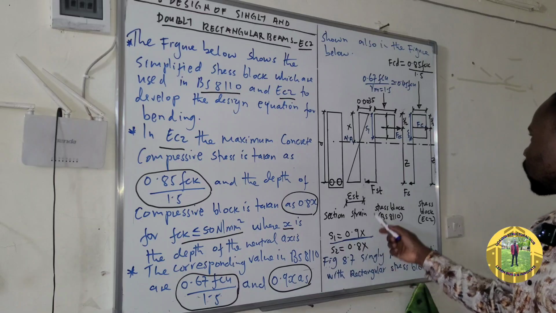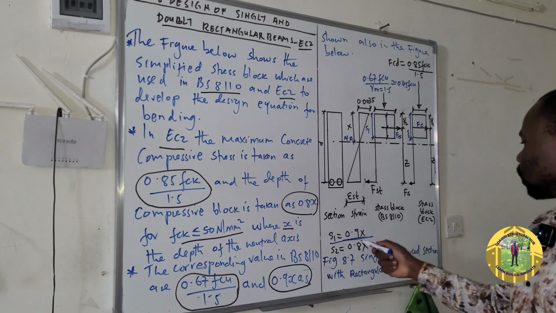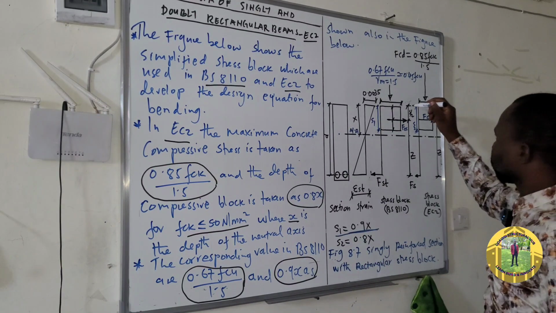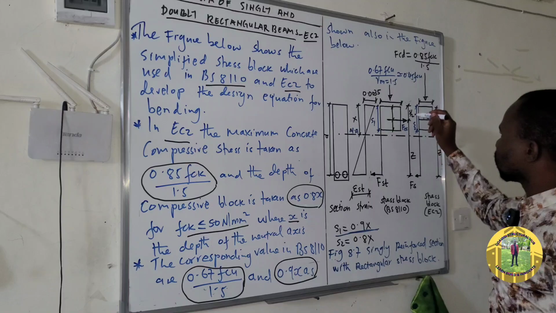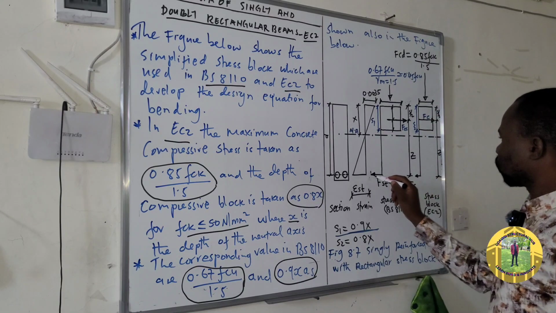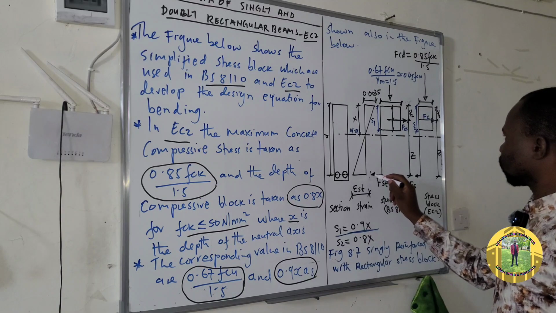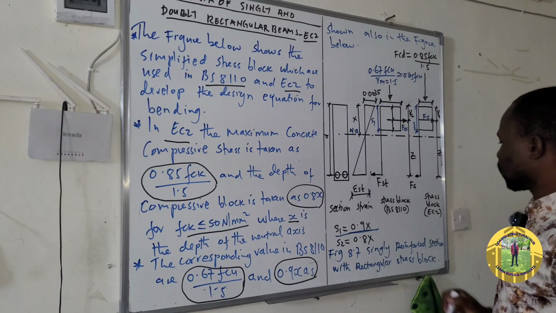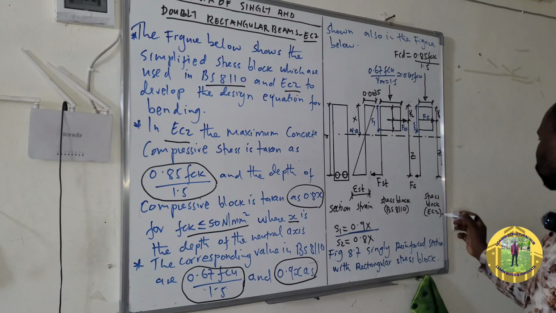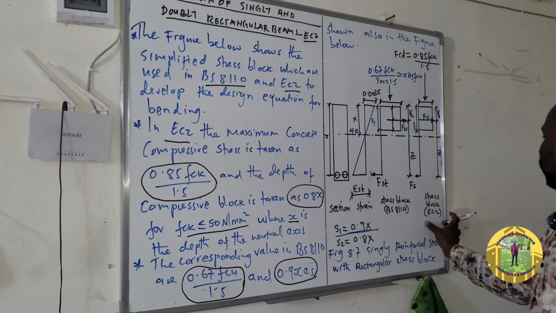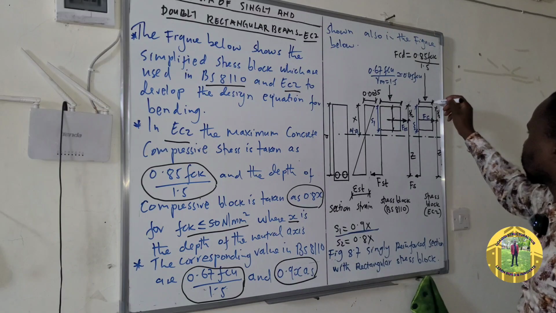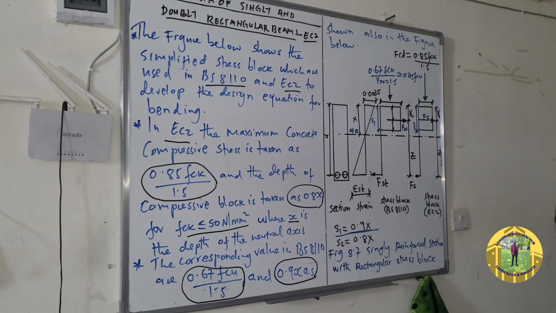So this distance is S1, which is equal to 0.9x. And this distance from here to where the force is acting is S over 2. And then from here up to where this tension force is, what we call Z, or the lever arm. Again, we will come to this stress block, which is used in Eurocode 2.